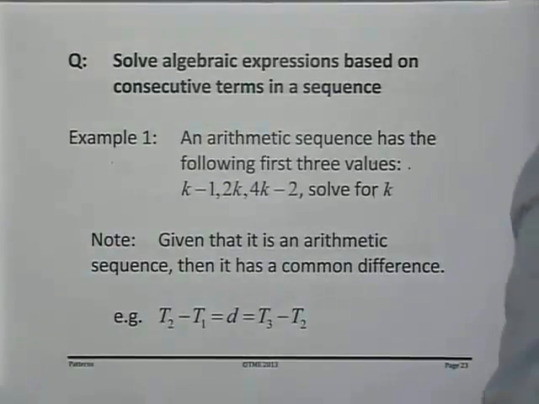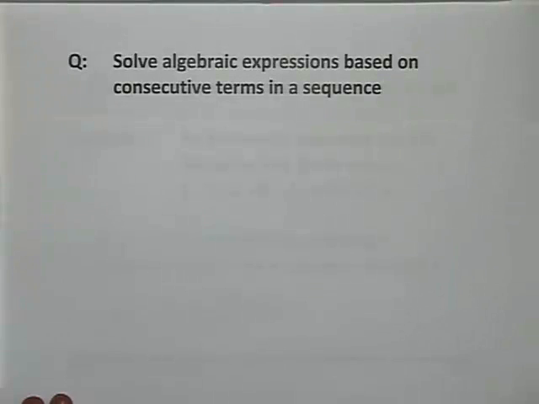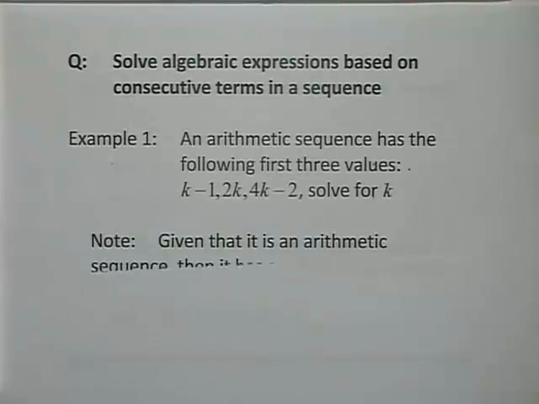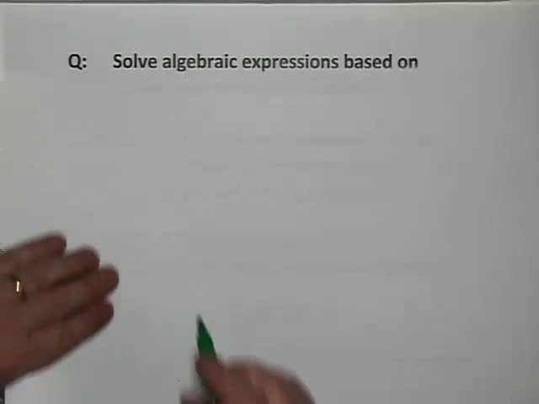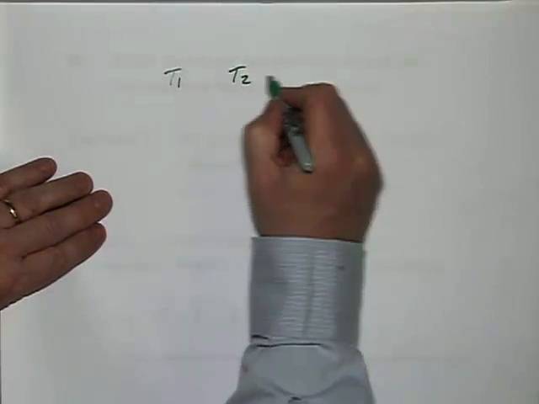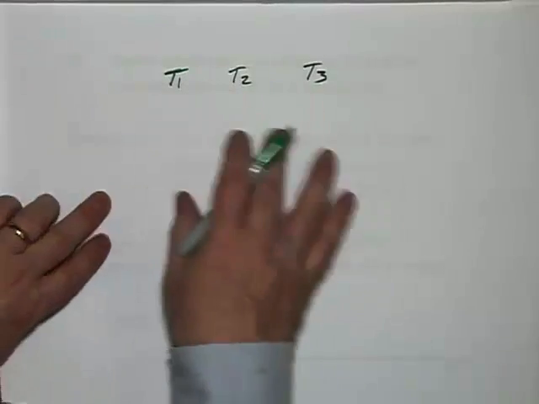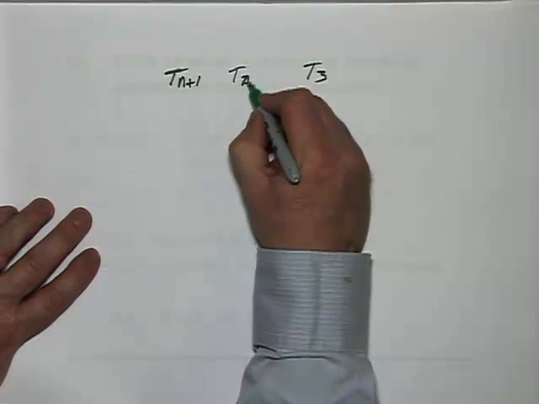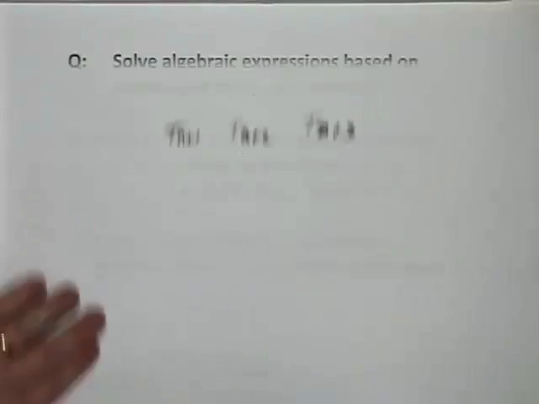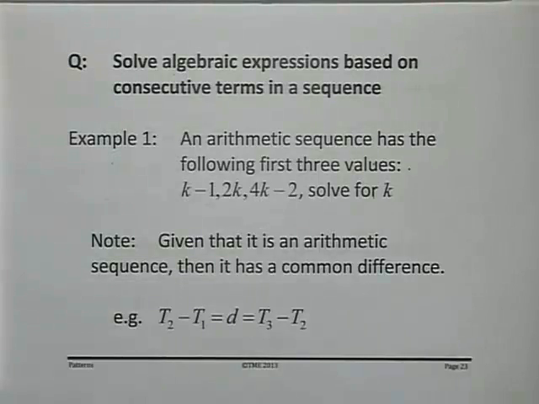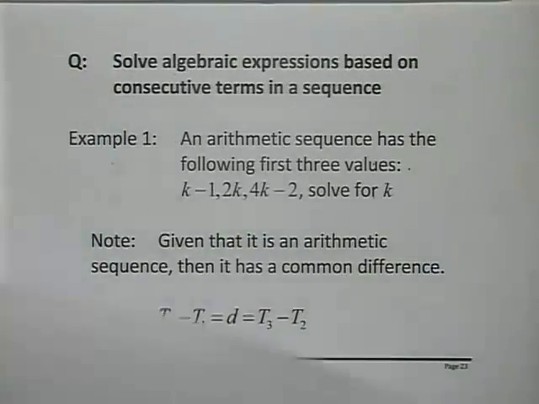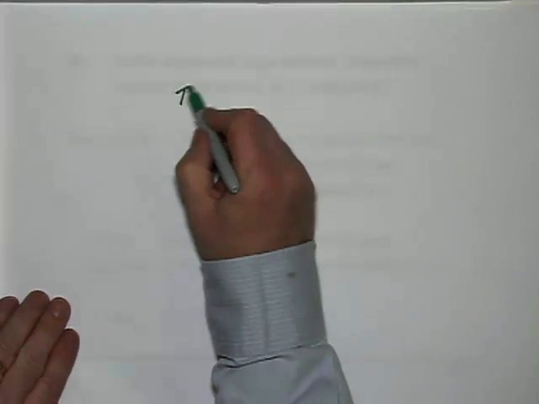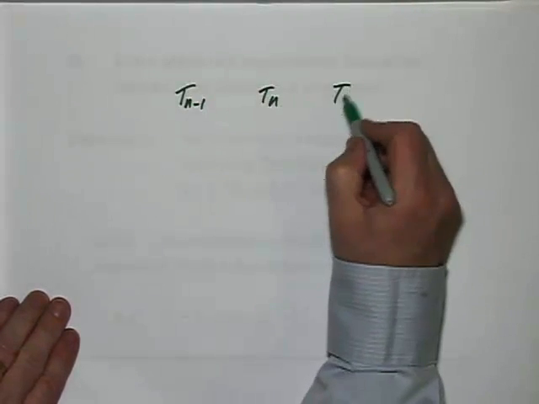So here's algebra now coming in. They say, solve algebraic expressions based on consecutive terms in a sequence. And they're going to give you 3 consecutive terms in the sequence. T1, T2, and T3. Or it may not be T1, 2, 3. It could be T, whatever, n plus 1, n plus 2, n plus 3. All it said is there are 3 consecutive terms. So let's imagine that they are Tn minus 1, Tn, and Tn plus 1.